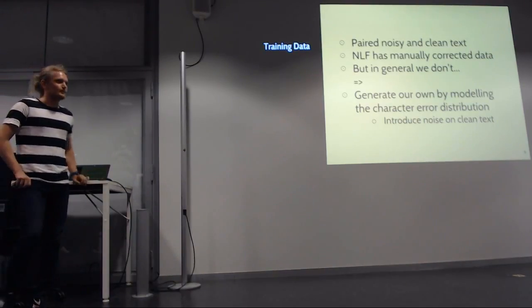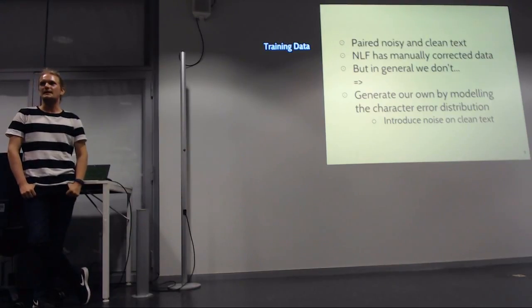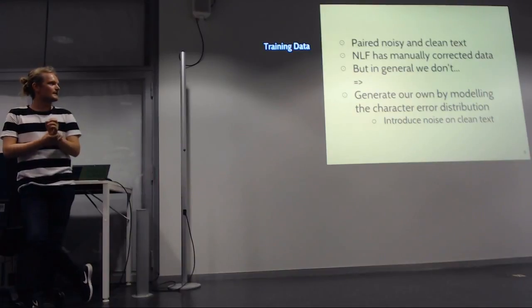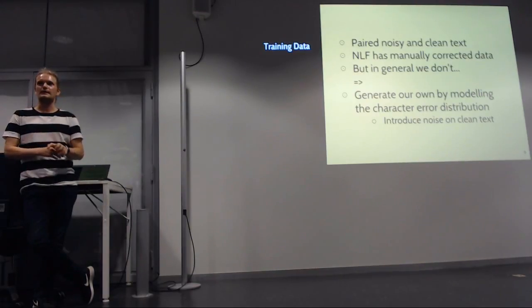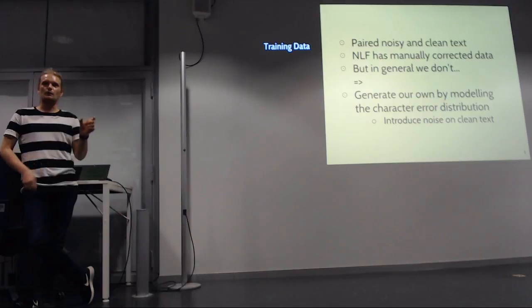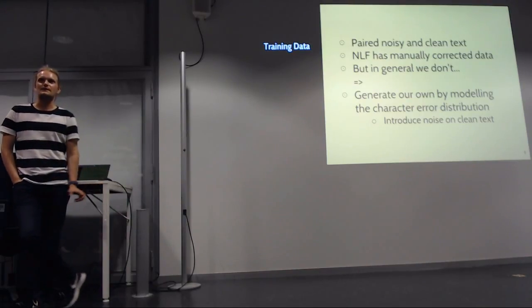Yeah, so the idea is that we would like to generate synthetic data basically by modeling the errors that the OCR system is making, and then introducing that type of noise into clean text. This way we know what the clean text has been, and we have the noisified version of the same data.